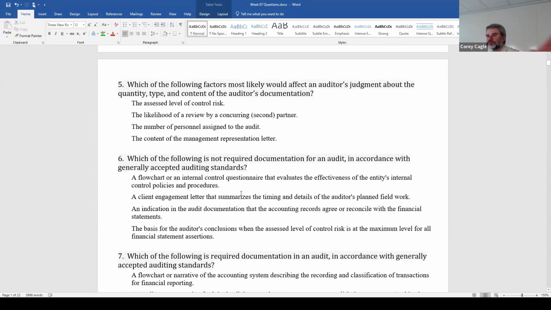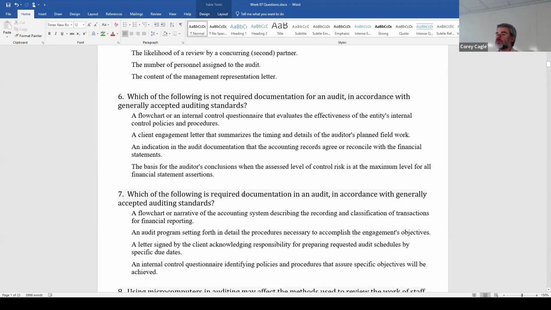Number 6. Which of the following is not required documentation for an audit in accordance with GAS? So here we are again. We're looking for the thing you're just not even required to do in the first place. A says a flow chart or an internal control questionnaire that evaluates the effectiveness of the entity's internal control policies and procedures. A is not something we're required to do. So if we're not required to do it, it wouldn't be required documentation, right? Now, I'm not going to immediately answer A without looking at the others, but A is the answer.